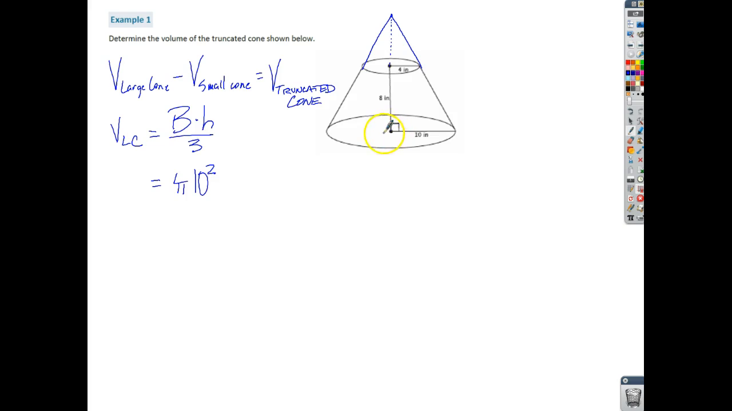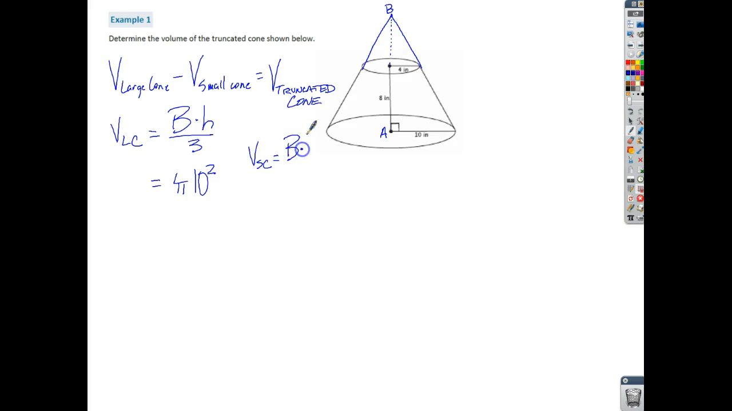Because the height of this cone, we'll call this A, we can call this B, and I don't know from A to B. I also don't know this thing, the height of the small cone. The volume of the small cone, let's put this here, is going to be the same thing.